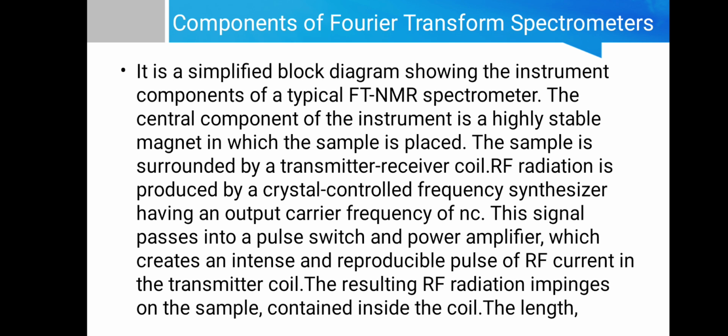So, what are the components of Fourier transform spectrometers? This is a simplified block diagram showing the instrument components of a typical FT NMR. The central component of the instrument is a highly stable magnet in which the sample is placed. The sample is surrounded by a transmitter receiver coil. RF radiation is produced by a crystal controlled frequency synthesizer having an output carrier frequency of νC. This signal passes into a pulse switch and power amplifier, which creates an intense and reproducible pulse of RF current in the transmitter coil. The resulting RF radiation impinges on the sample contained inside the coil.